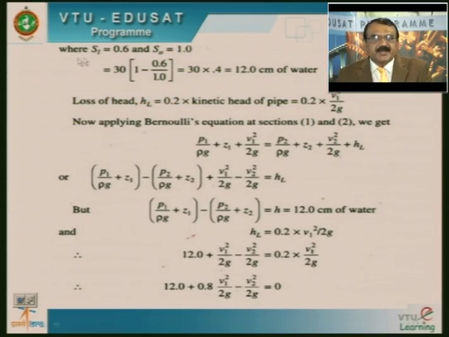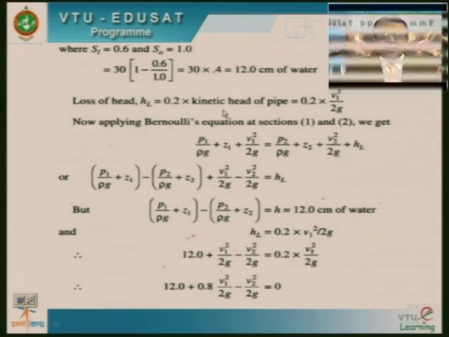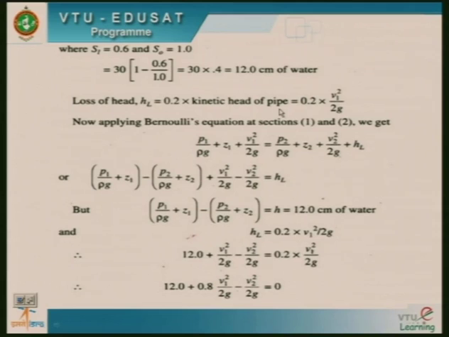Now, that's what I mentioned here, where SL is 0.6 and SO is 1. Therefore, my value of H is equal to 30 centimeter into 1 minus 0.6 divided by 1, and this works out to be 12 centimeter of water. Now, loss of head HL is equal to 0.2 times the kinetic head of pipe. Remember, here it is clearly mentioned the kinetic head of pipe. So, 0.2 times the kinetic head of pipe.